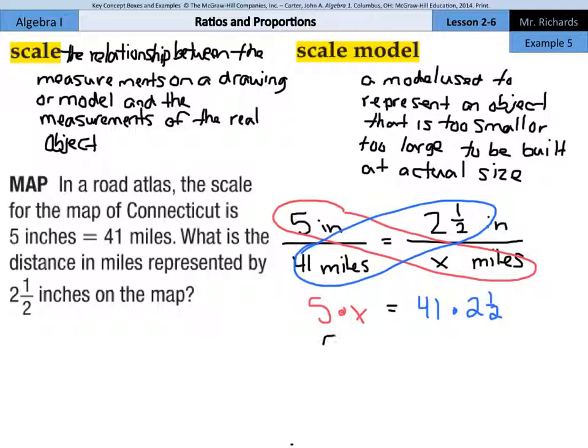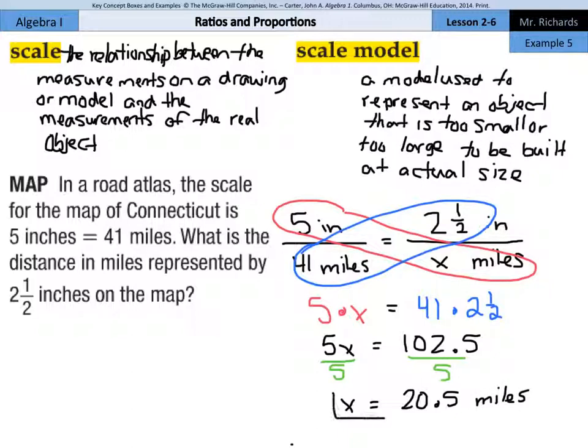So 5x equals, the product of 41 and 2½ is 102 and a half. And to finish the question, divide by 5 on both sides. And our answer is going to be x equals 20 and 5/10, or 20½ miles is our unit on this question.